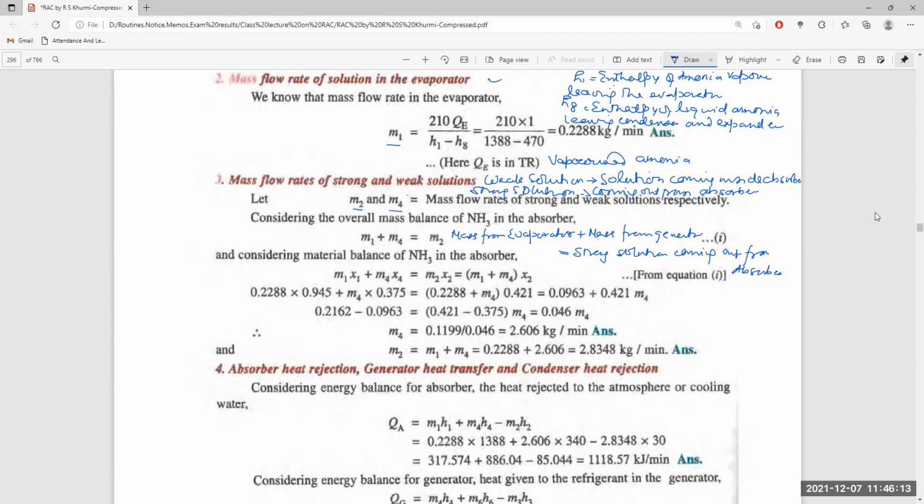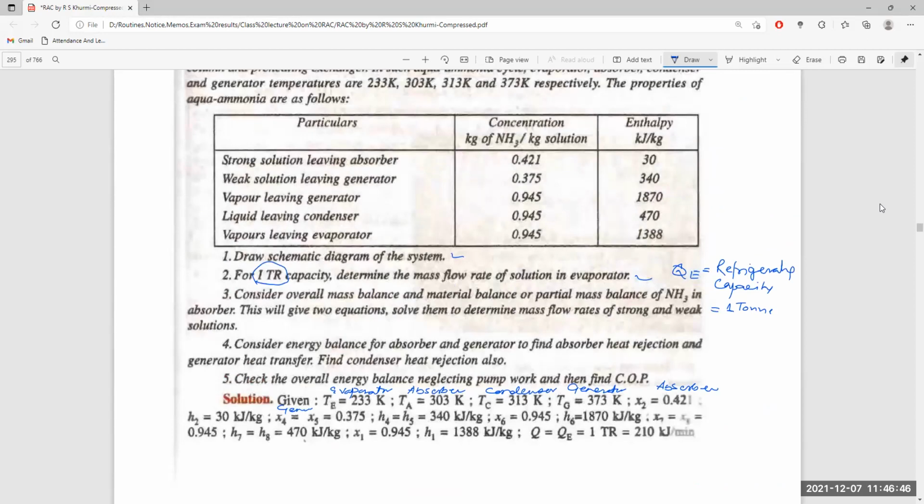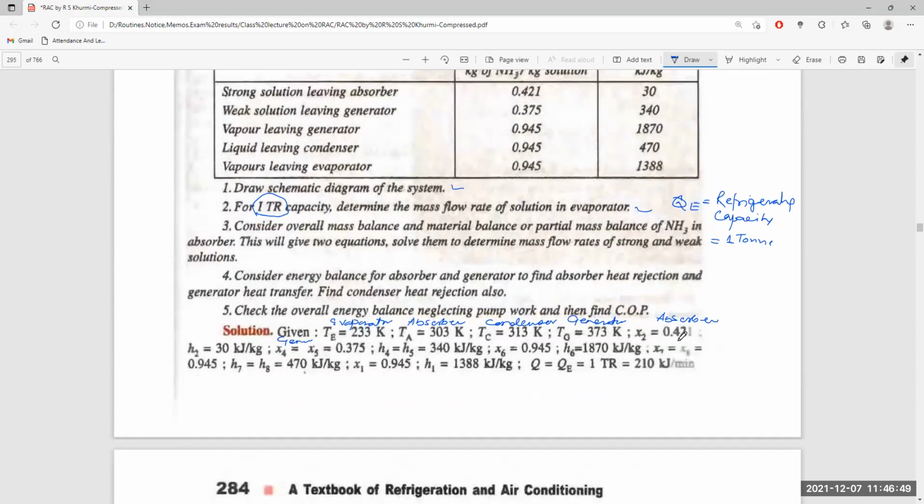And consider the mass balance of ammonia in the absorber itself. X4 is the fraction of ammonia coming inside as the weak solution, X1 is the fraction of ammonia in the mass flow received from the evaporator, and M2 into X2. So M2 is equal to M1 plus M4, and M1 X1 plus M4 X4 is equal to M2 X2. So you put the value of M1 that is given here, and X1 is given as 0.42421.